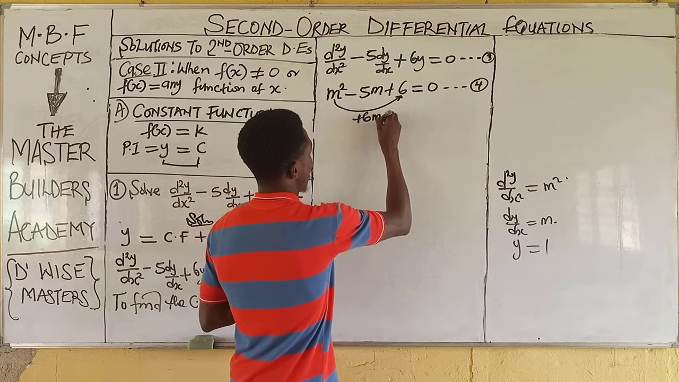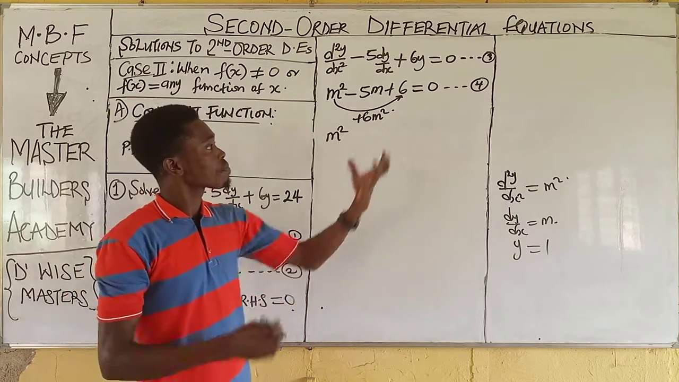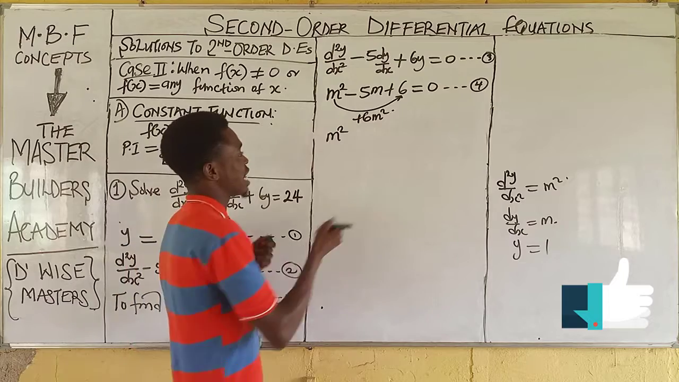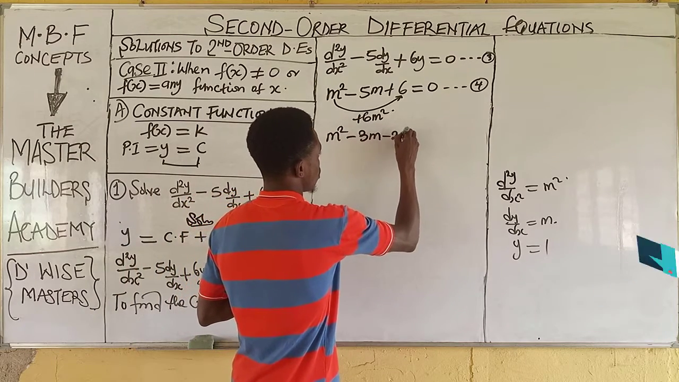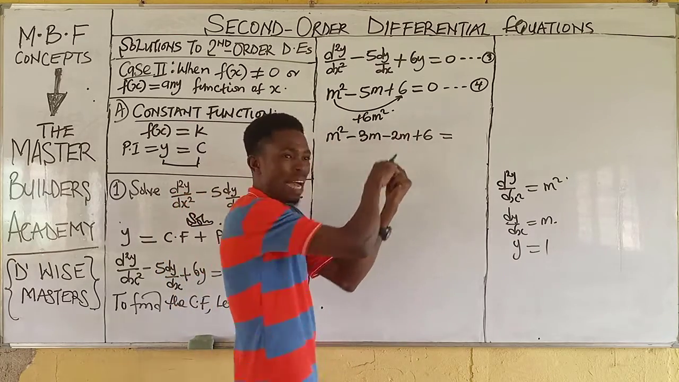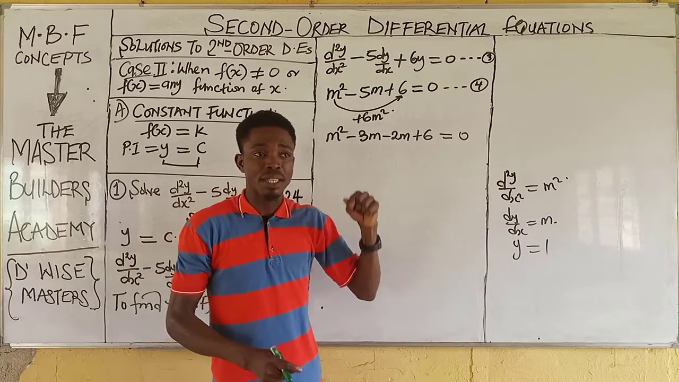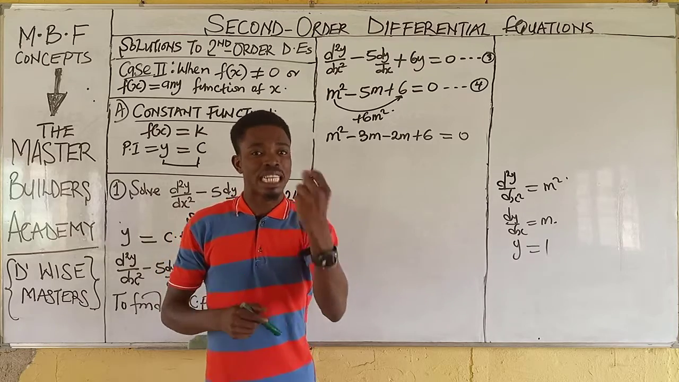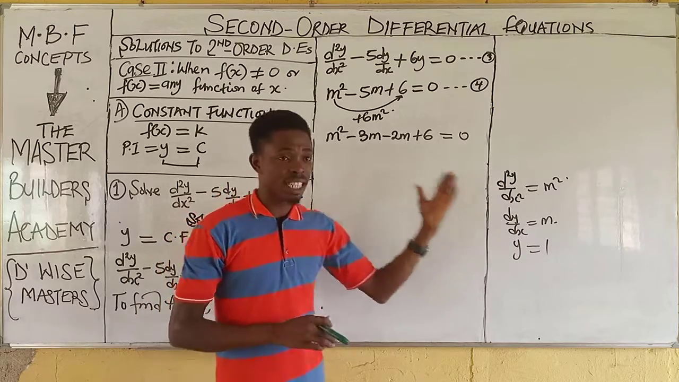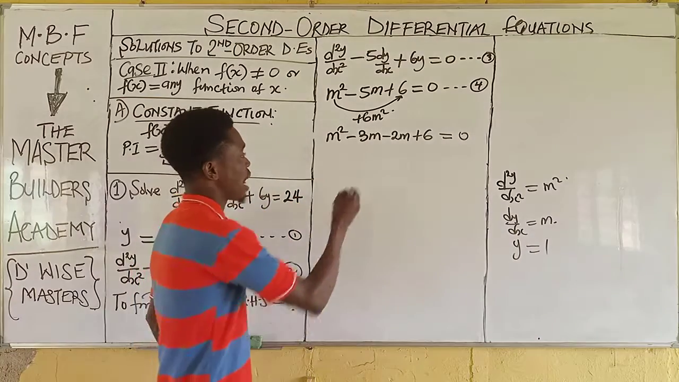This would have given us m squared. The factors of 6 that will give us 5 would have been 3 and 2. And for me to have minus 5m, I need minus 3m minus 2m, and when I multiply minus 3m by minus 2m, I'm going to have positive 6. This is equal to 0. So if you do not understand what I just did here, please go back to the session where we looked at the case where f of s is equal to 0. We saw many problems there where we explained this aspect of quadratic equations very well. But I believe you understand what I've just done.